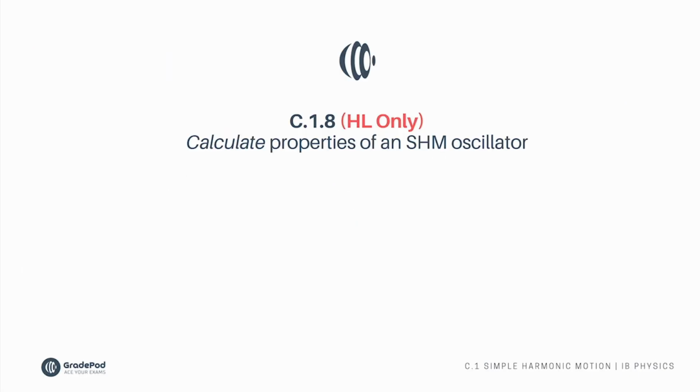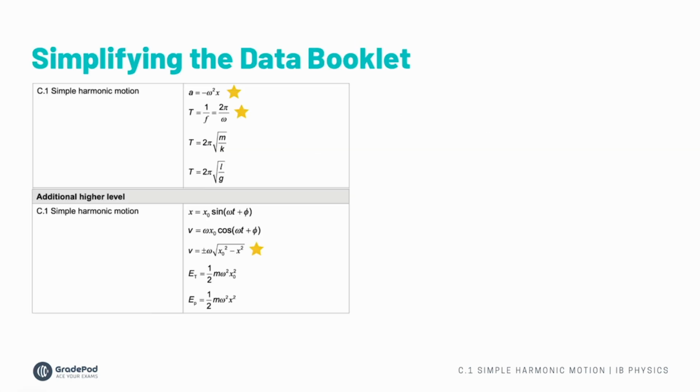In this learning objective, you're asked to calculate properties of an SHM oscillator. And there's really no extra tutorials for this. This is just practicing, right? And you're going to need your data booklet for that. In order for you to calculate the properties of a particle undergoing SHM, you're going to have to use these equations. And let me just talk you through each equation now.